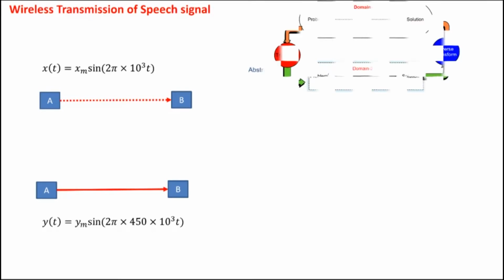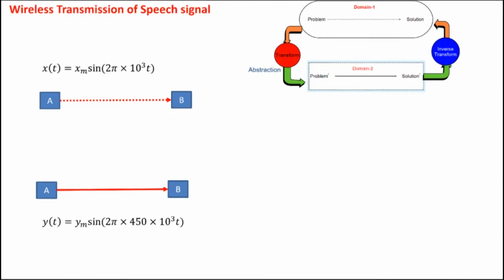That's where our general problem solving methodology comes in. We said there is a domain in which you want to solve a problem and it's hard to solve it in this domain, while in another domain the problem is easier to solve. So what we do is transform the original problem into a problem in the other domain, solve it there, and then transform it back. The idea is the same. Why don't we apply this problem solving methodology to transmission of speech through wireless means? So how do we do that?